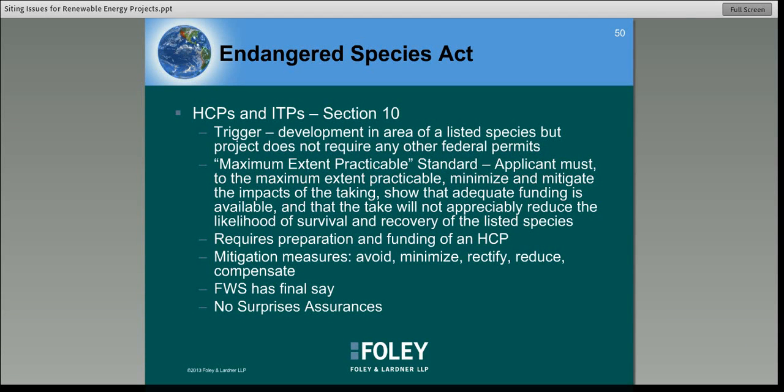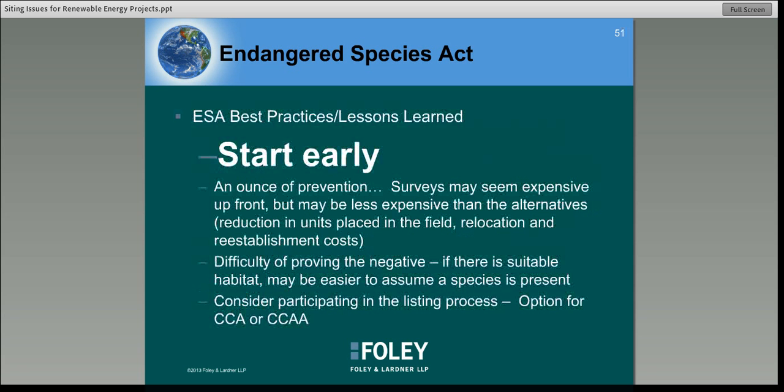So under Section 10, the FWS has the final say with respect to whether or not to approve an HCP and issue an incidental take permit. One benefit of this process is that there is a no surprises assurances provision, which basically is that if unforeseen circumstances arise, then FWS will not require additional land, water, or other natural resources beyond the HCP without the consent of the permittee. And the government will honor the no surprises assurances provision so long as the applicant is following the HCP. So that's a benefit there.